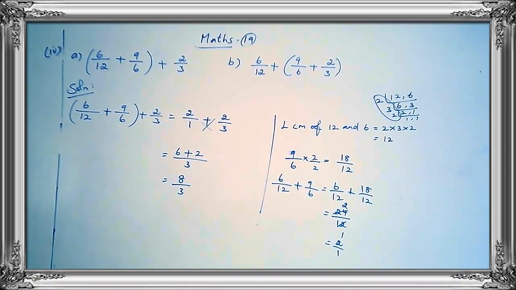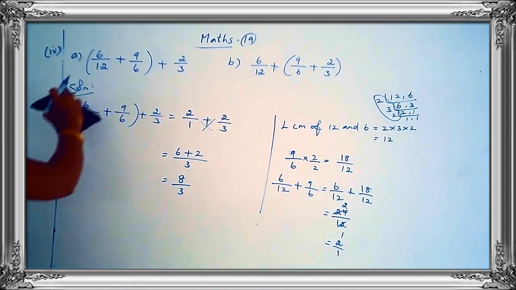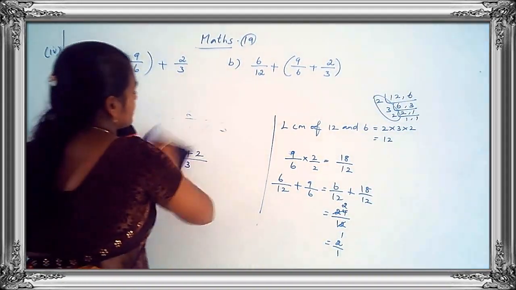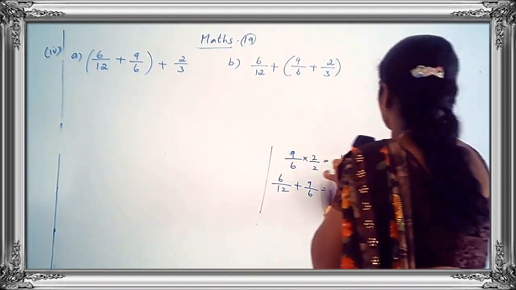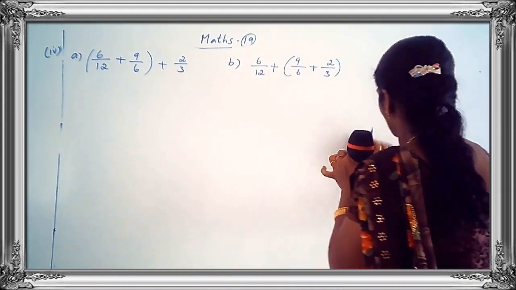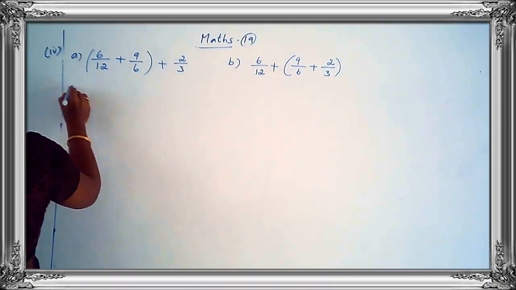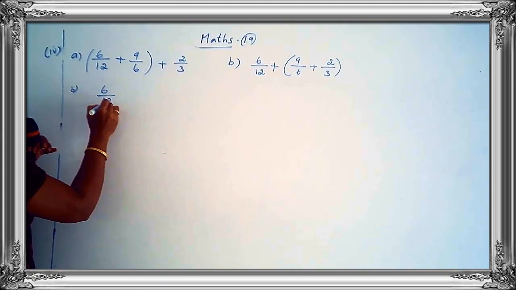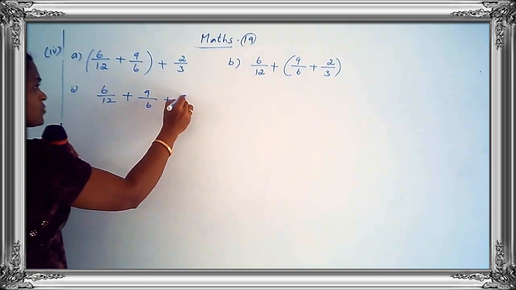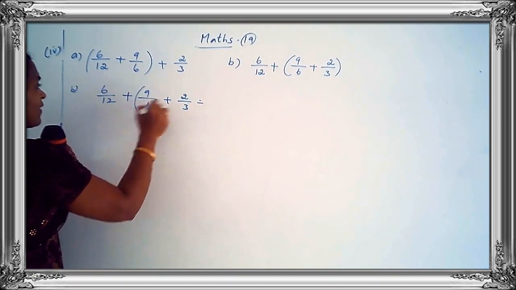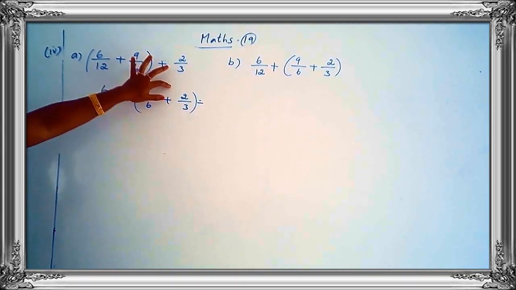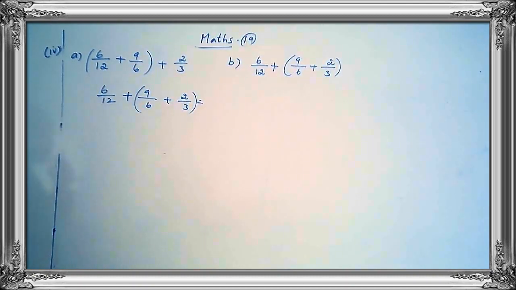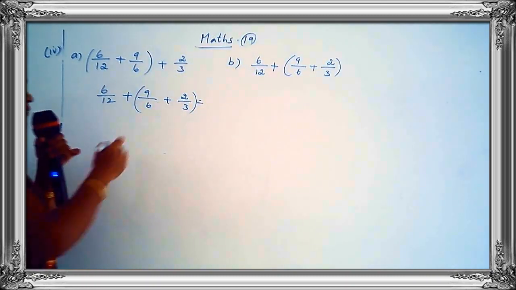We have finished. Now we have to find the value of b part. Okay, what is that b part? Your b part is 6 upon 12 plus 9 upon 6 plus 2 upon 3. Now you find the value of 6 upon 12 plus 9 upon 6 plus 2 upon 3. Okay children, here also first of all we have to find the value inside the bracket.